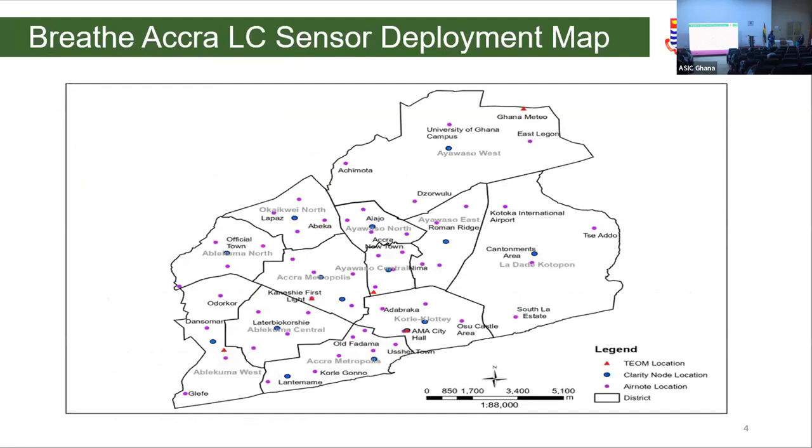We want to deploy about 80 local sensors across the Greater Accra Metropolitan Assembly. In the meantime, we've deployed about 46 of them. We have a blend of Clarity, AirNotes, and then AirQo devices, as well as a few reference grade monitors. Next, please.